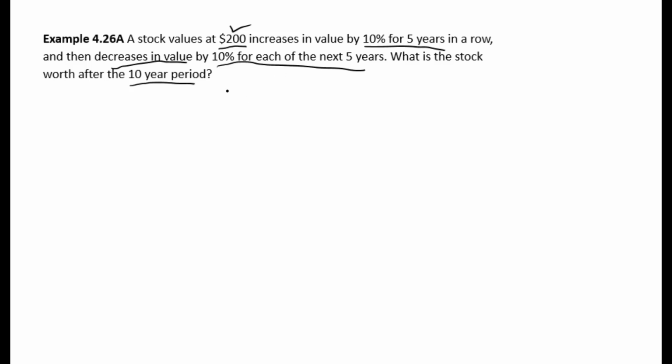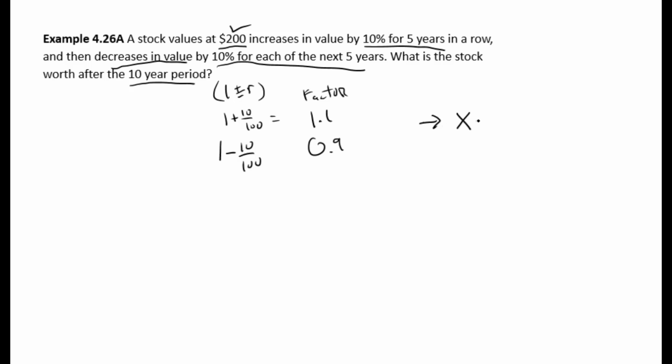But let's look at 1 plus or minus r to figure out our two factors. Our first factor is 1 plus 10 over 100, which is 1.1. And the other is 1 minus 10 over 100, and the factor is 0.9. Now, I'm just going to do one little side thing. Is there an easier way of writing this?